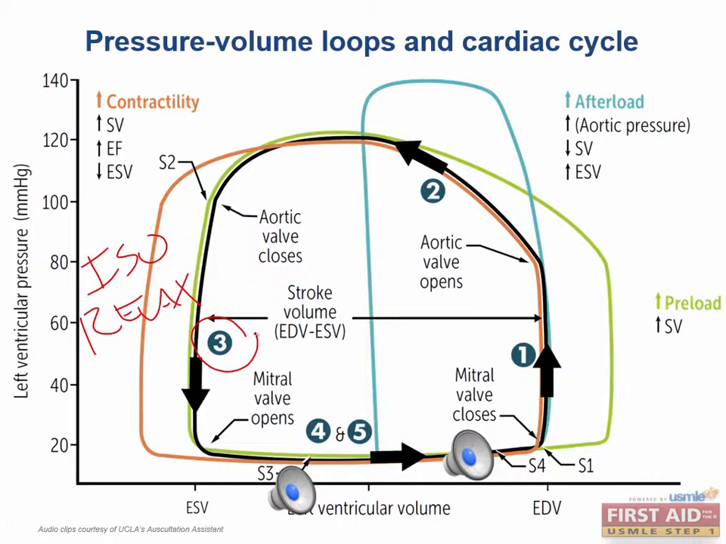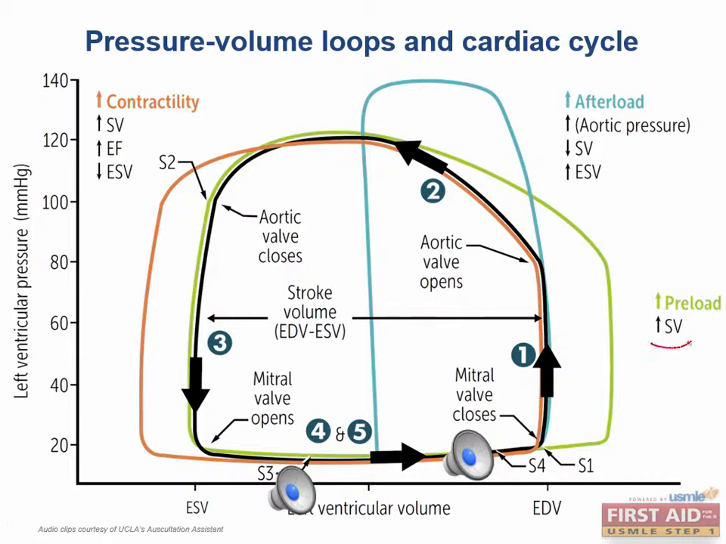Eventually, we're going to have enough relaxation where the left ventricular pressure is going to fall below that of the left atrial pressure. And what's going to happen again? Well, we start the whole thing over with the mitral valve opening. What are the other loops on this diagram about?